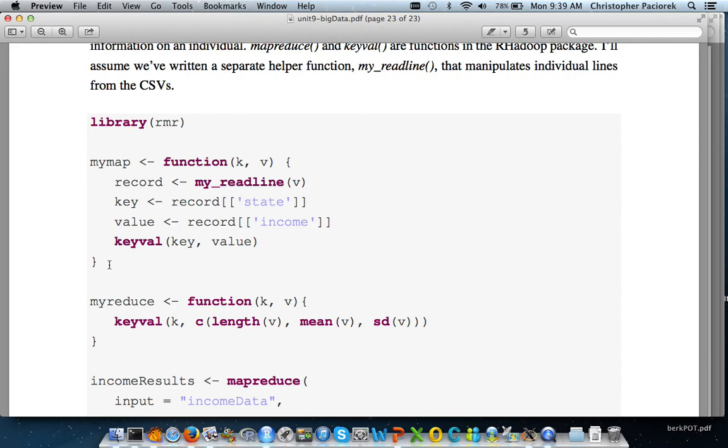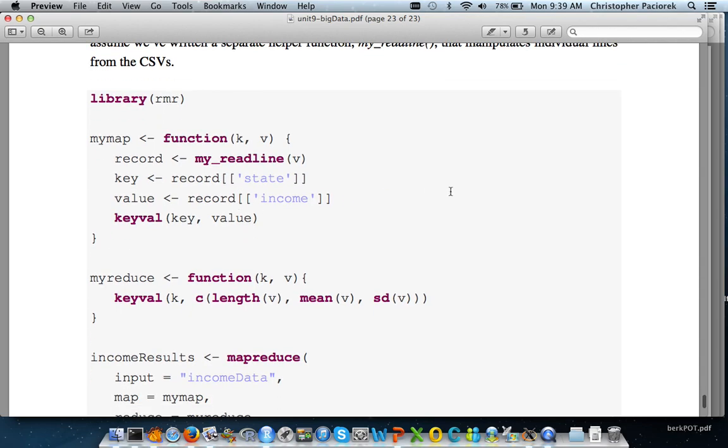And there's this function that's part of the package called keyval that's going to basically take what I give as a key and what I give as a value and create this key value pair in some sort of object representation that is consistent with the guts of the package. Okay, and then I need to write a reduce function that will take, again, the key, and now v is going to represent the whole collection of all the values for a given key. So in this case, k is going to be an individual state, and v is going to be the whole vector of incomes for all the people who live in that particular state.